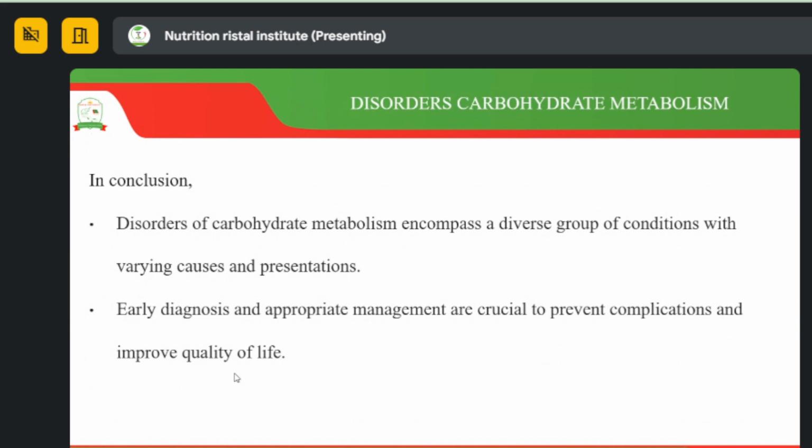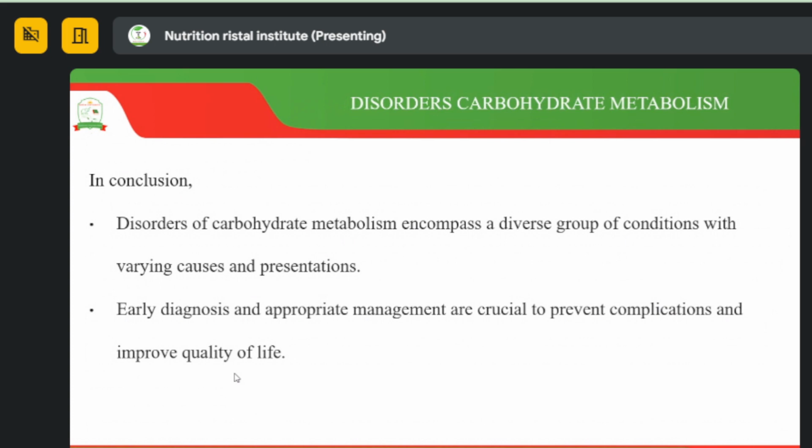So finally, to the end of our lecture today, in conclusion, these disorders of carbohydrate metabolism encompass a diverse group of conditions with varying causes and presentations. There are a lot of carbohydrate disorders available. Even as you try to Google, you'll find diverse ones being given out to you, more than what I've given here. But I've selected some of the major things that can be talked about under carbohydrate disorders.